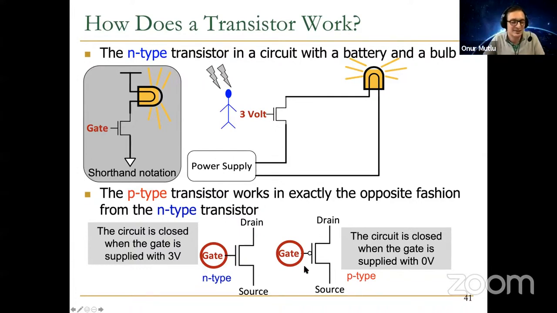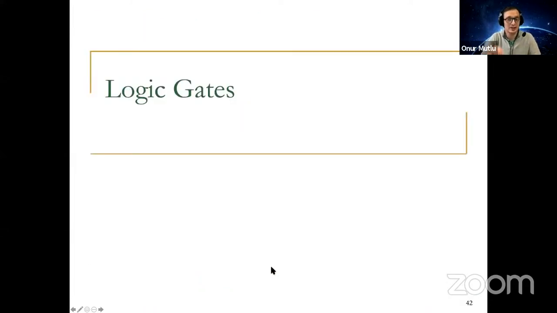But essentially the key to realize is that P-type transistors work exactly the opposite way from N-types. And we're going to talk a little bit about why we have both of them later on, after we build some logic gates.